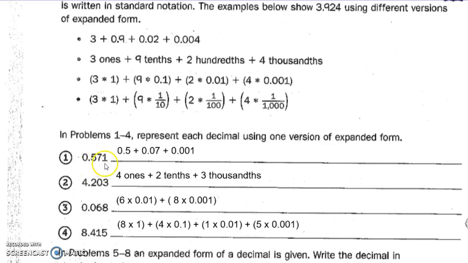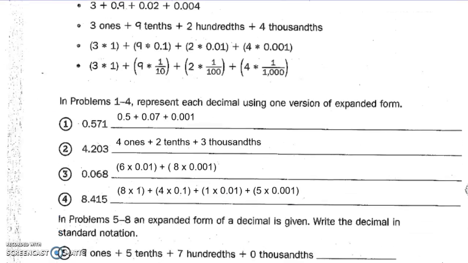We have 571 thousandths. We have 4 and 203 thousandths. See, it ends in the thousandth spot. Okay, here we got 68 thousandths because it ends in the thousandths spot. Here we've got 8 and 415 thousandths because that 5 ends in the thousandths spot.